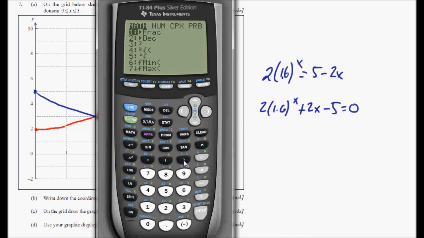I went math, and then I arrowed up, got the solver, boom. Okay, so what do we got here? So 2 times 1.6 raised to the x power, and then I'm going to say plus 2x minus 5, okay? And then the thing here, it gives you the answer here.